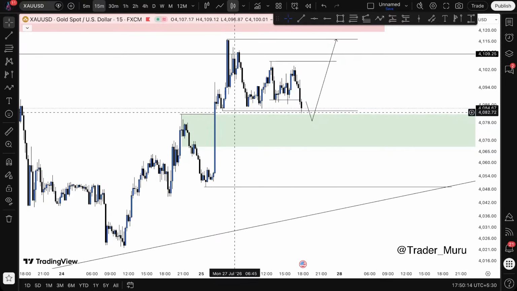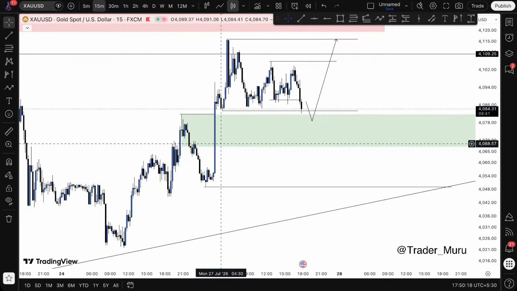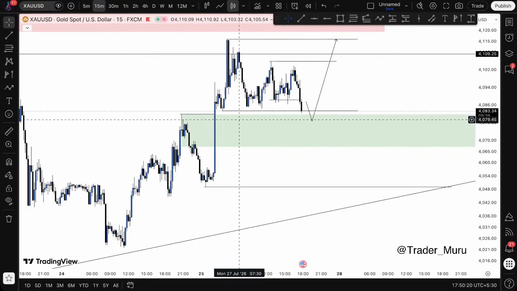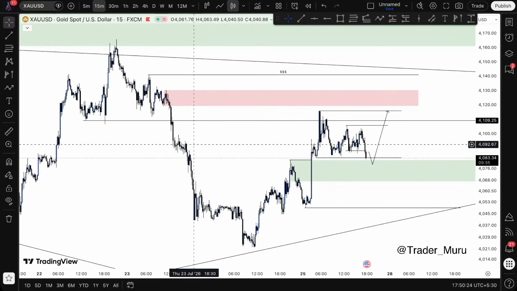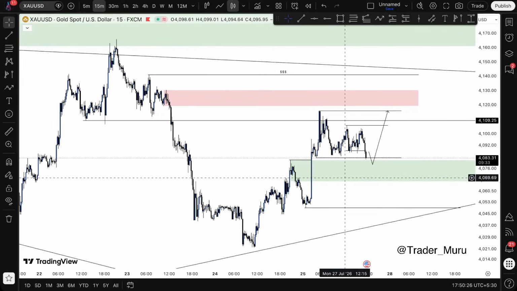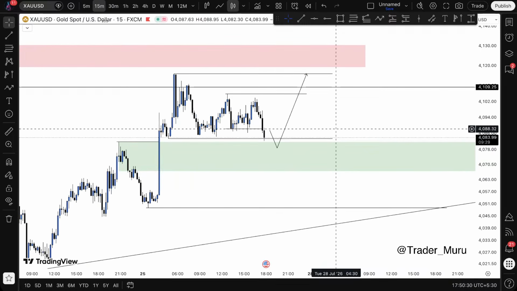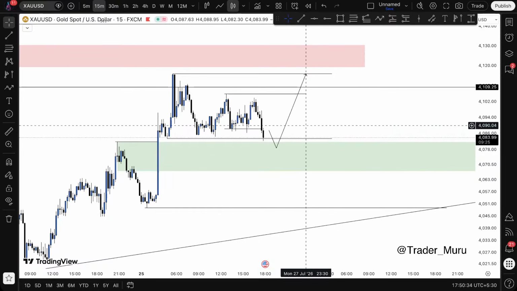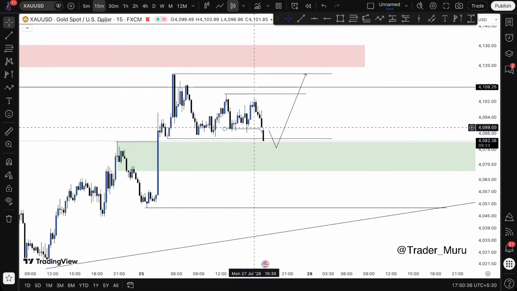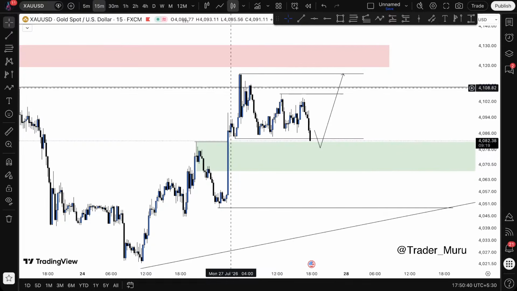Wait for this area test. Our FVG is already tested, 4-hour FVG. So if price wants to drop more, it will simply test somewhere near 68 or 70. Wait for confirmation, we will buy here.